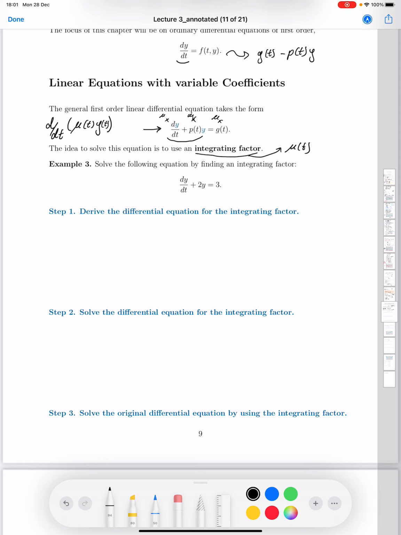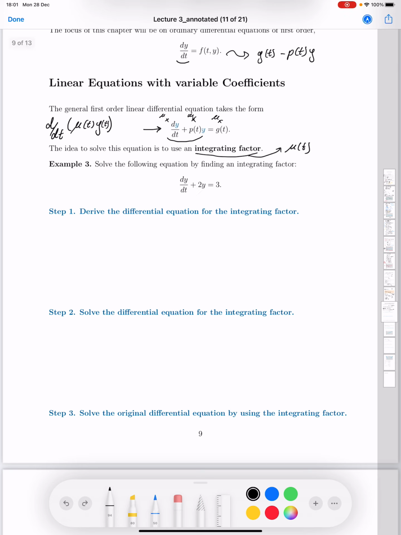Let's start with a quite straightforward example, example 3 here. Neither p nor g here are time varying, they're both constants. You should know how to solve this from the previous two examples. However, here we're not going to use the same method. We're going to use this idea of integrating factor.